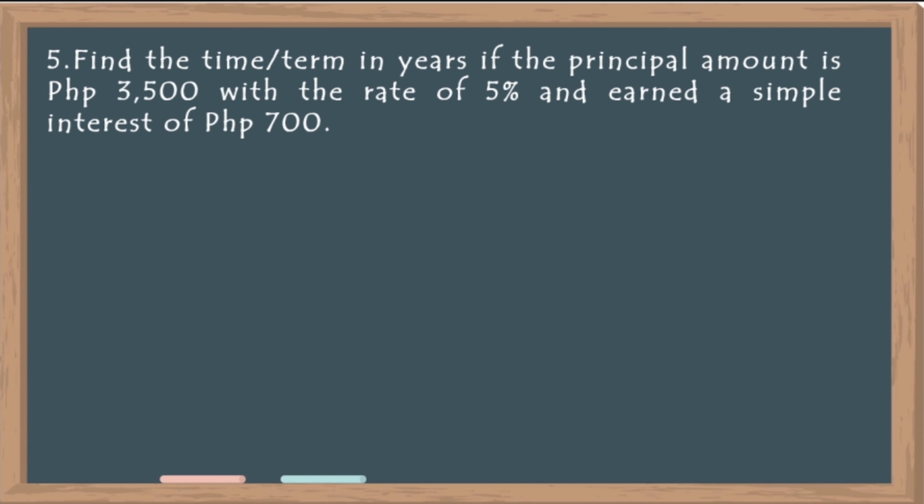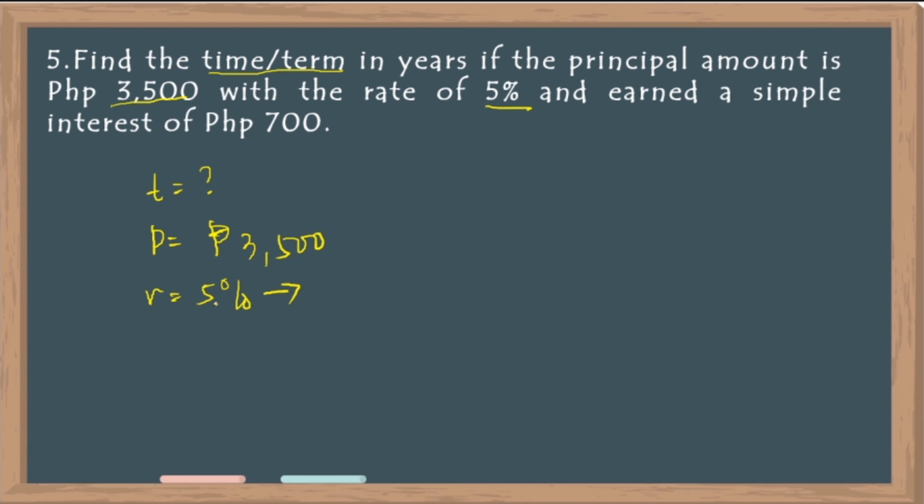Find the time or term in years if the principal amount is 3,500 pesos with a rate of 5% and earn a simple interest of 700 pesos. Okay? So, ano po ang pinapahanap sa atin? Yung time or term. So, let's solve this one. Ano po itong 3,500? Principal amount. 3,500. Ano po itong 5%? That's the rate.